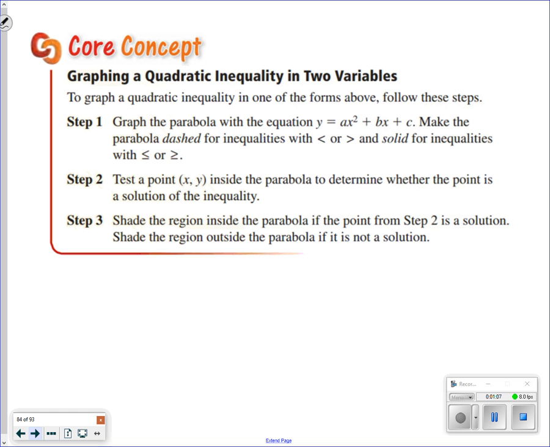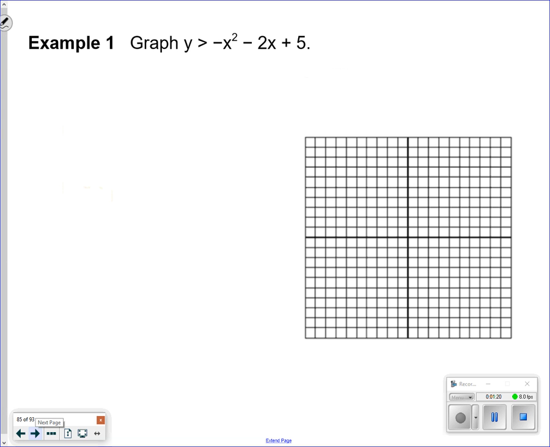So graph the parabola as if it were an equal sign. Then decide whether or not to be dashed or solid. Then you can either test a point or, as I just said, above and below, and then shade the region. So here we go. Let's graph this as if it were an equal sign.